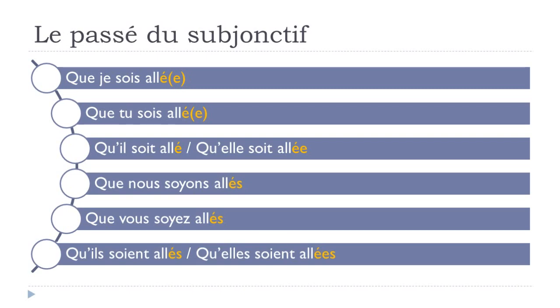All right? And now with the liaison, because I know that you want them. Que je sois allé. Que tu sois allé, remember, no liaison when we've got these two. Qu'il soit allé, qu'elle soit allée. Que nous soyons allés, que vous soyez allés. Qu'ils soient allés, qu'elles soient allées. All right?